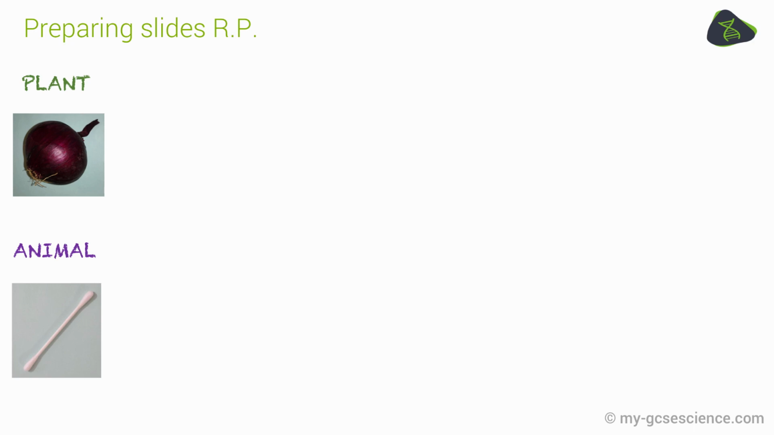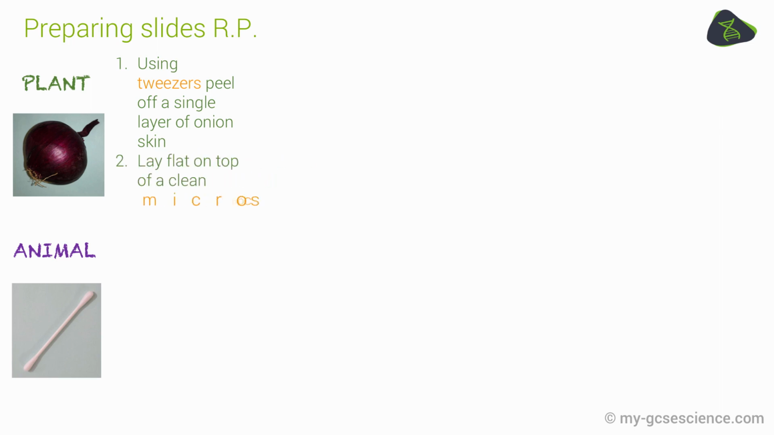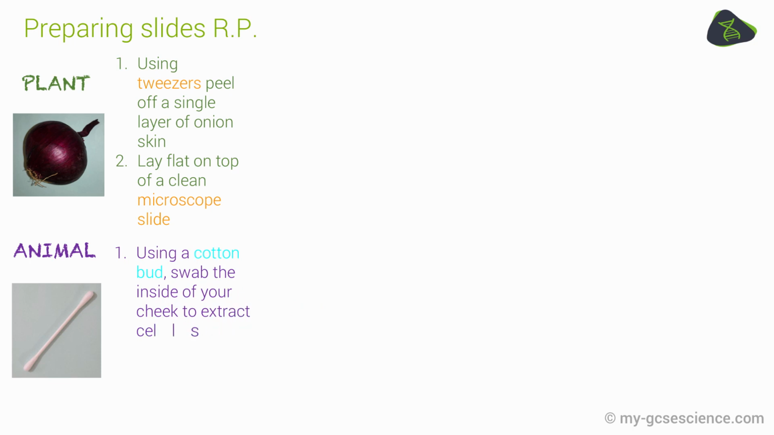One of the required practicals is to prepare slides containing animal and plant cells to view under a microscope. Typically, the plant cells that are viewed are those of onions, and for animal cells, you simply do a cheek cell swab. To create the plant cell slides, you need to use tweezers to peel off a single layer of onion skin, so this will be the epidermis of the plant. And this epidermis, which is very thin and transparent, is laid flat on a clean microscope slide. In the case of the animal cell, a cotton bud is used to swab the inside of your cheek to extract the cells there, and the cotton bud is then rubbed onto the centre of a clean microscope slide to transfer the cheek cells to it.